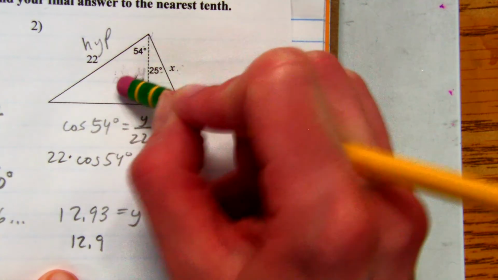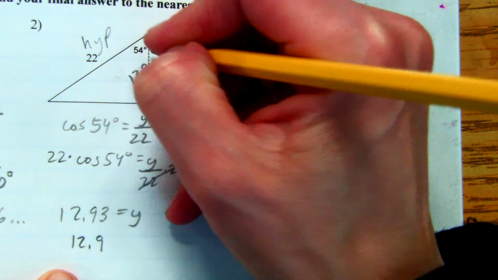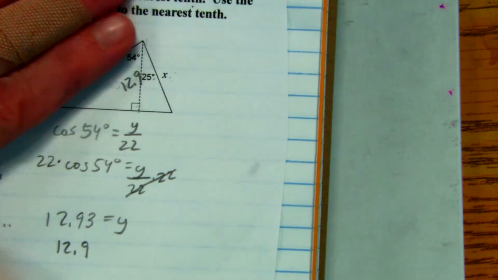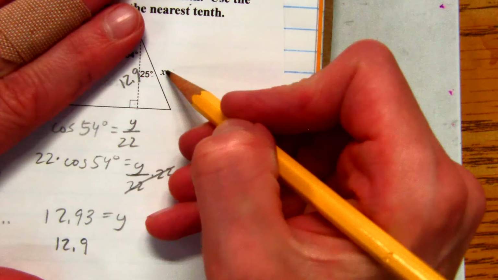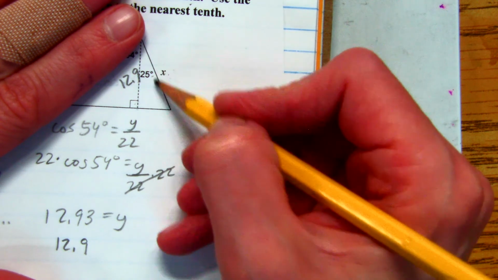So I'm going to erase that adjacent and the y in there. That's going to confuse me. And put 12.9 on that side right there. And we'll use that to find x over here. So on this triangle, which side is the x that we're looking for?